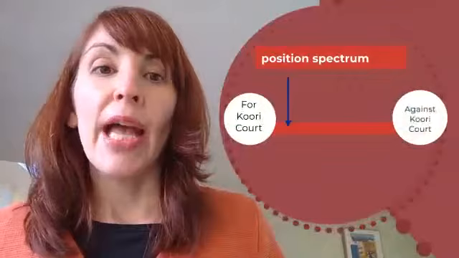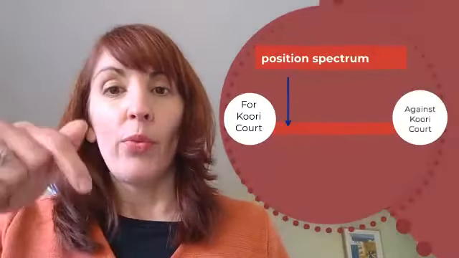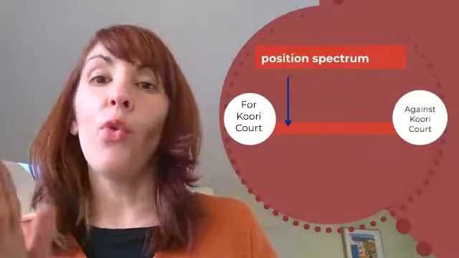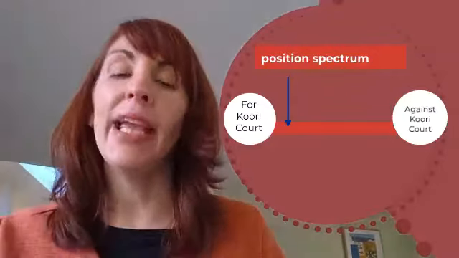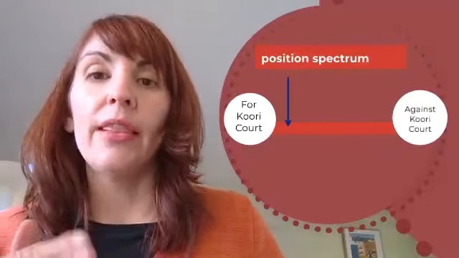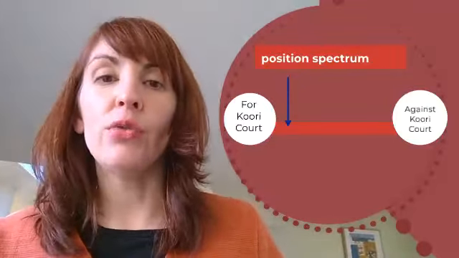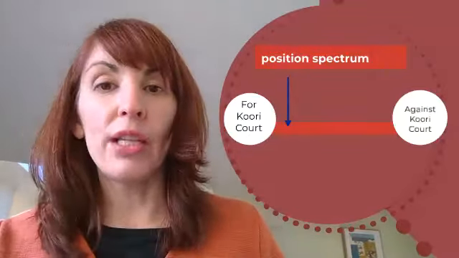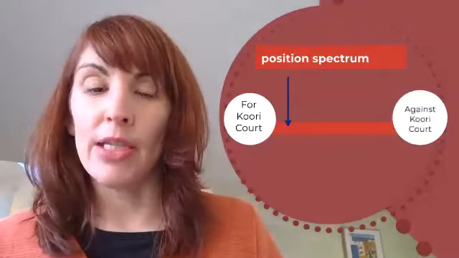So thinking about this position spectrum, this is where I have the arrow there, is where we might place this thesis statement. It is definitely for the Corey Court, but as we saw, it acknowledges that counter argument. And therefore, it is not 100% for the Corey Court. That would mean that there was no counter argument at all. And you do need to signal that. You do need to engage with that counter argument within your essay. So the place to start thinking about that is as you develop your reasons and write your thesis statement.